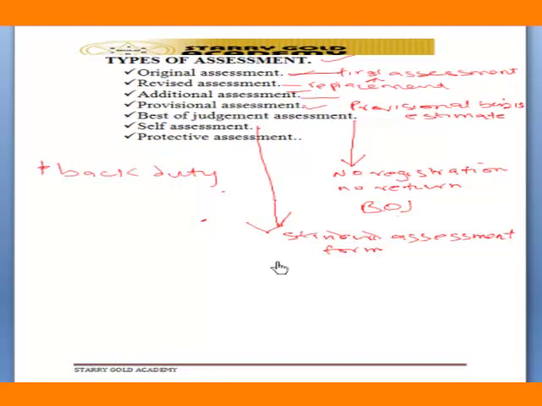So of note, you should put here 1% bonus from the 6th installment. Take note. 1% bonus from the 6th installment. Protective assessment. Let's look at protective assessment.